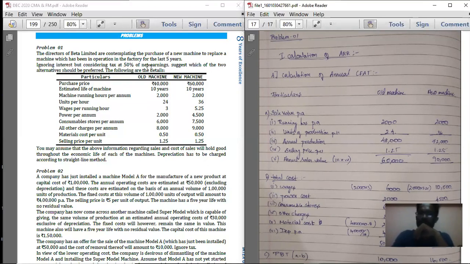Only the tax percentage has been given. So when there is no cost of capital or percentage, you cannot calculate PV factors. So we are using ARR to evaluate these projects. Using all the data, we should calculate which is the best option.